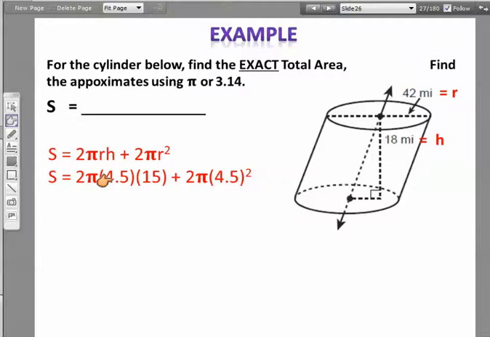My radius is not 4.5. My height is not 15. I've got the wrong problem here. Let me see what happens. No, it still keeps going through with the wrong problem.